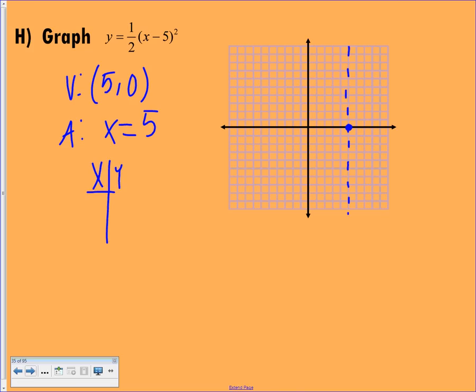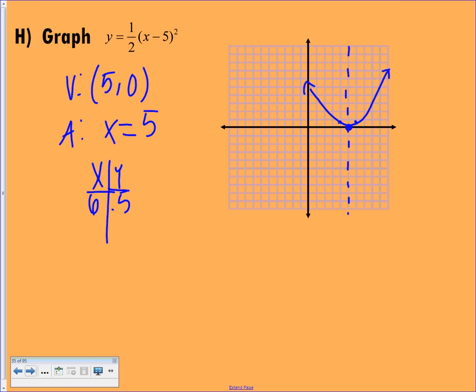So if my vertex is at (5, 0), maybe I'll try 6. 6 minus 5 is 1. 1 squared is 1, times a half is a half. So now I know that (6, 1/2) is a point, and that will be reflected over here to (4, 1/2). So this is a wide parabola. Probably not the best looking one you've ever seen, but a wide parabola nonetheless.